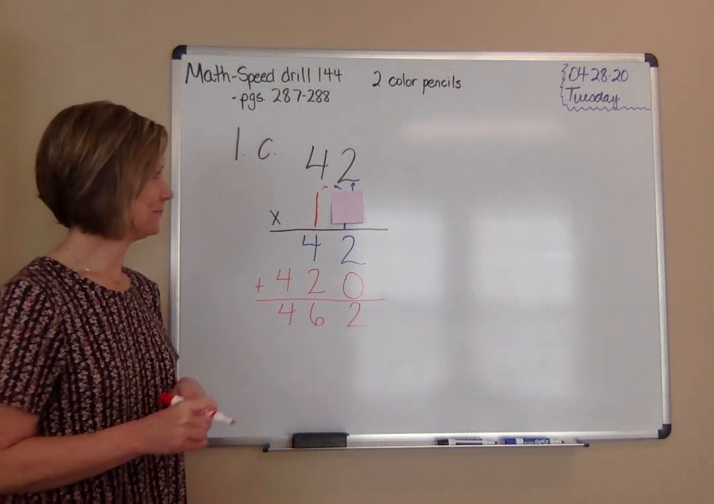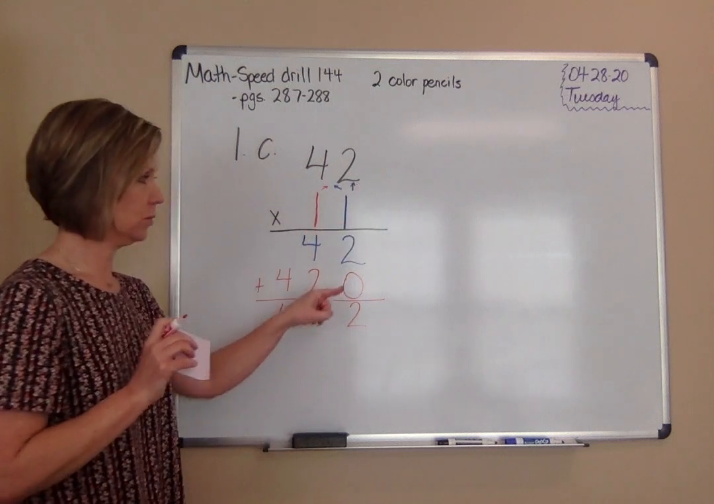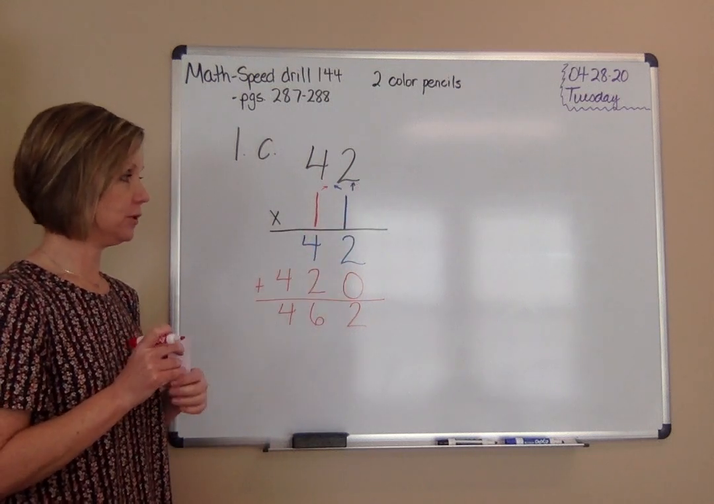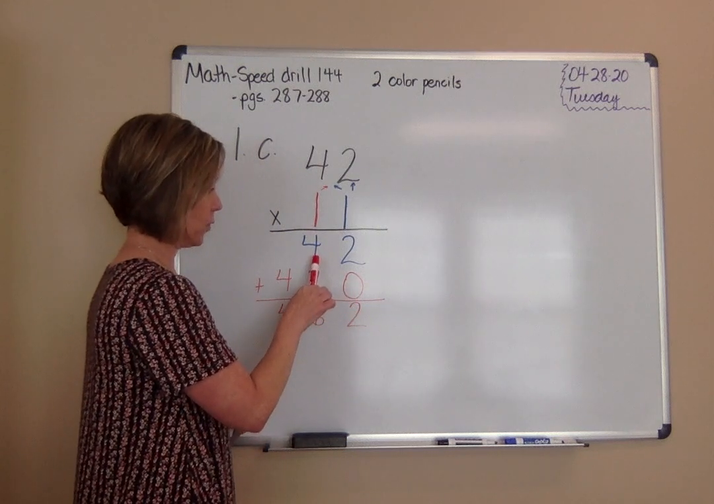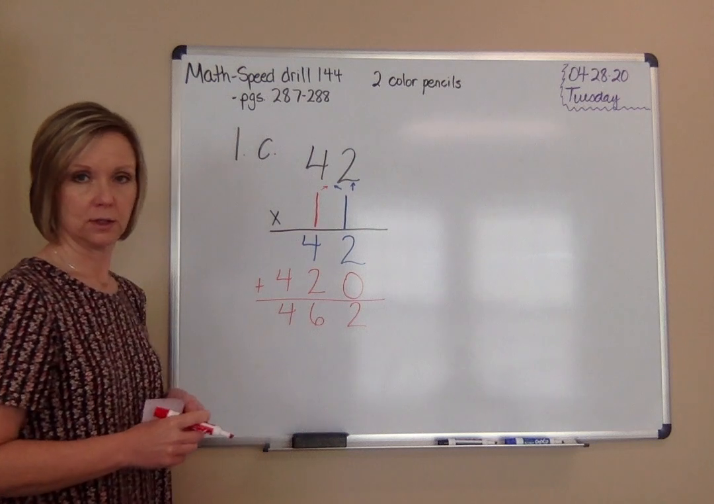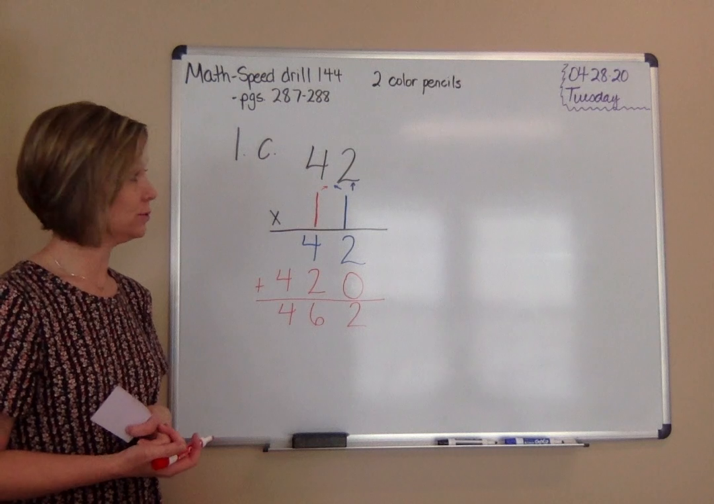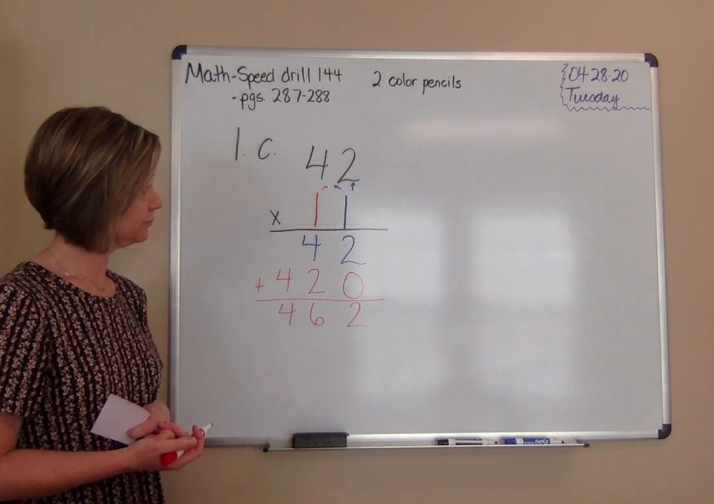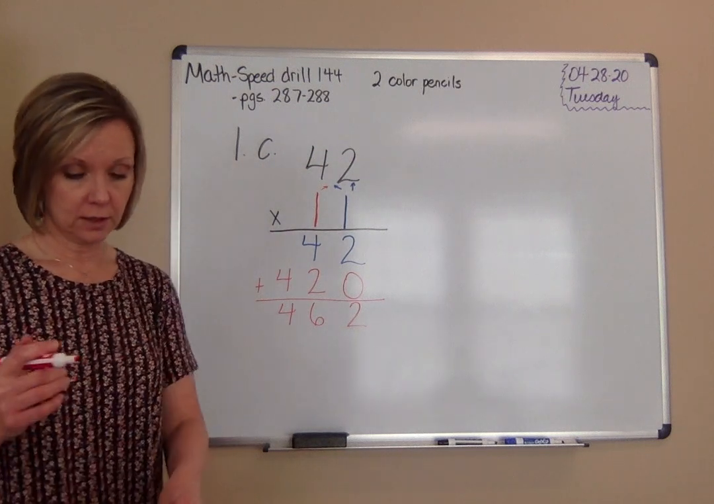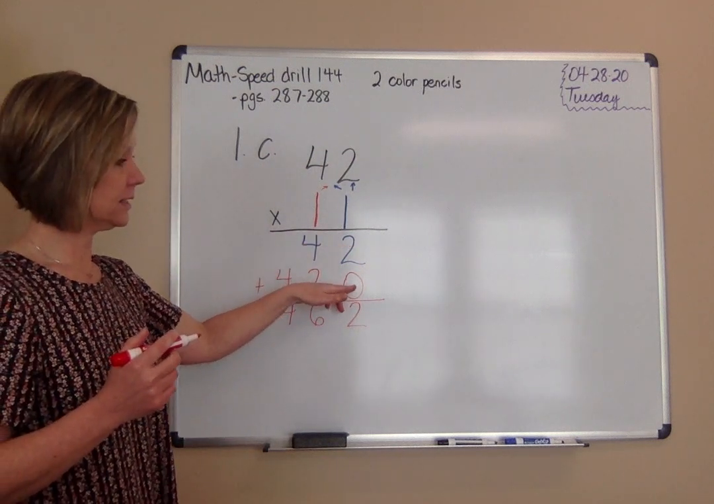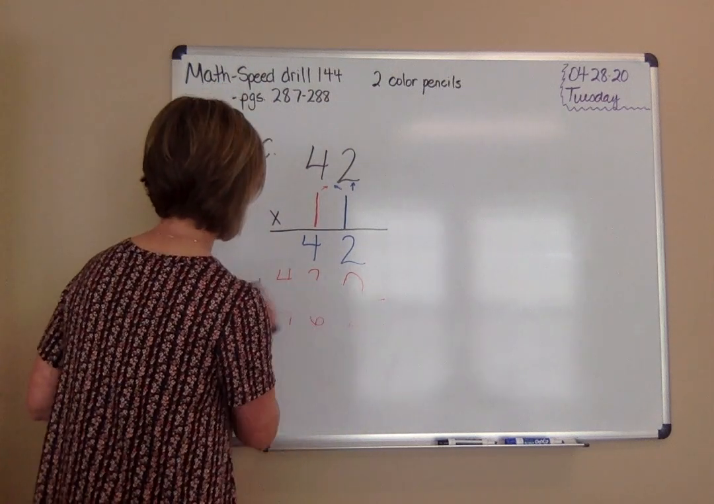Sorry. Okay? So did you remember to put the 0 there? If you didn't remember to put the 0 there, then you had 42 plus 42. What would you get, 84? 84 is a lot different than 462. Yeah. So you have to be careful with those. The difference is putting in the 0 here. All right, let's do 1D together.